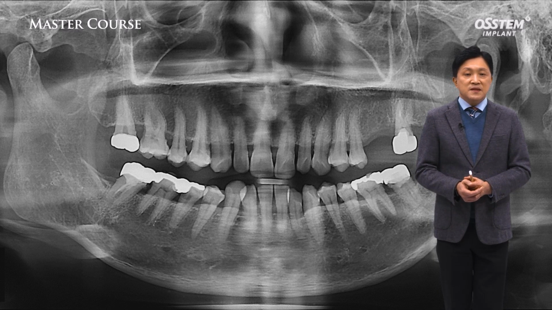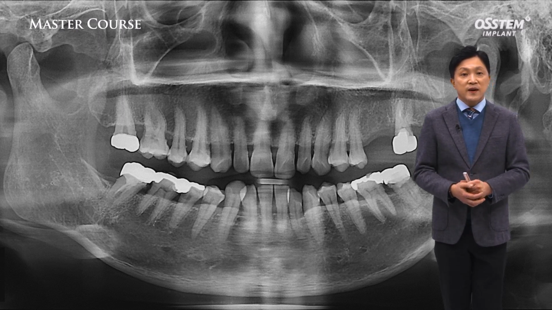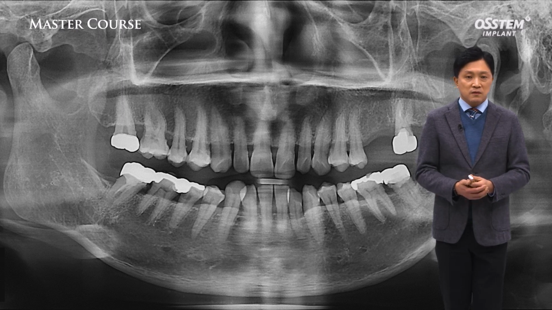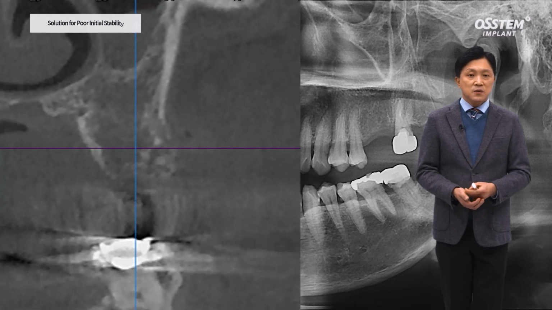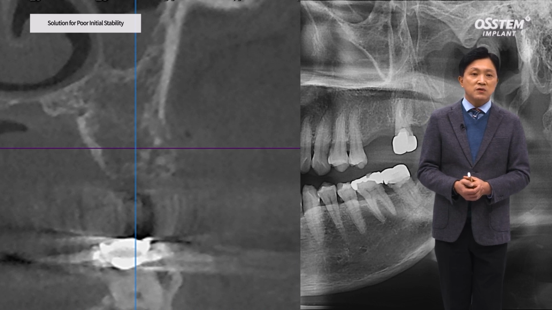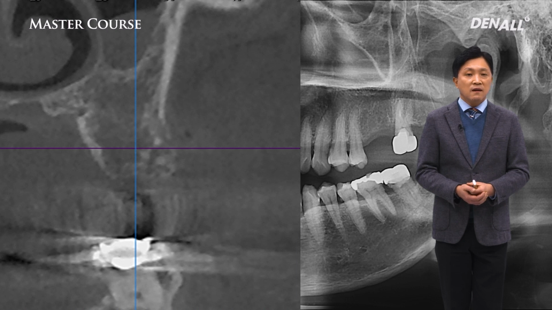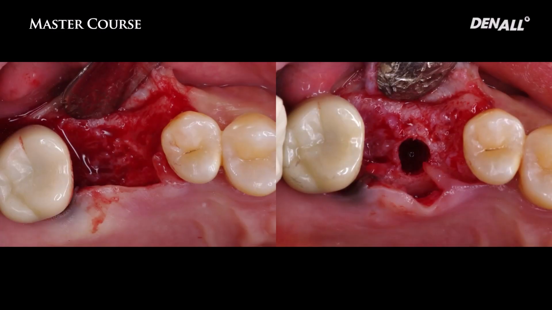In this patient, number 26 is missing on the panorama. The cortical bone is considerably lacking and the bone quality looks soft. Also, on CT, cortical bone is hardly there. There's no way to achieve initial stability from the cortical bone. It can only be obtained from the cancellous bone. The flap is raised and the bone quality is identified.